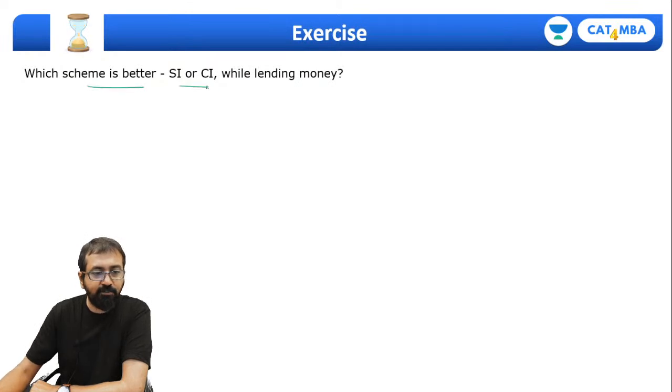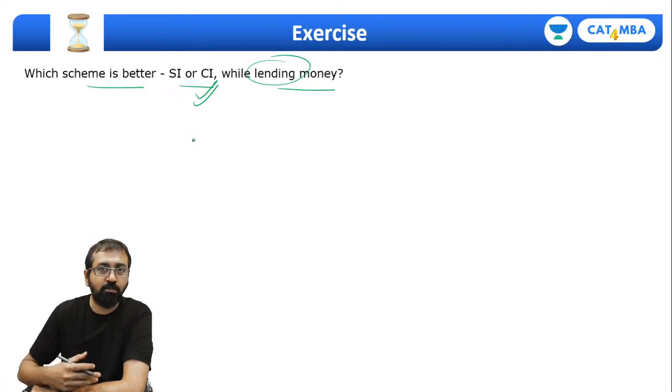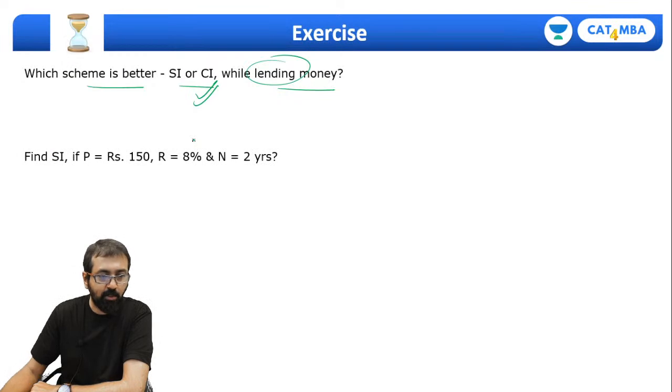Which scheme is better for lending money, SI or CI? It should be CI, compound interest. Yes, everyone, it should be CI. If I lend at compound interest, I'm going to get more interest. So this was a simple question.